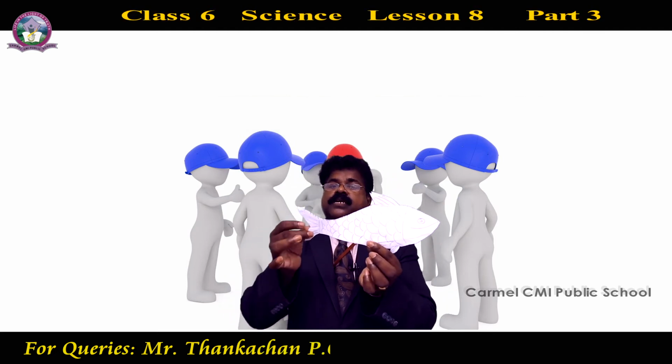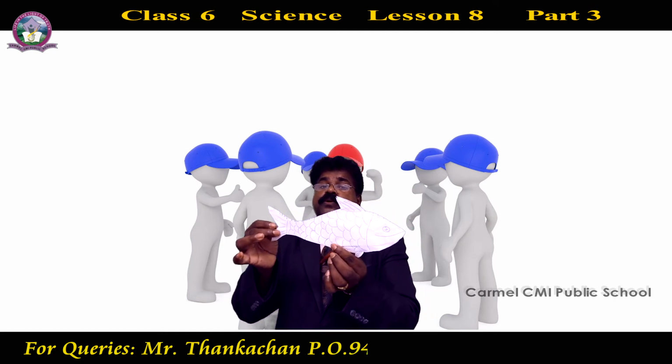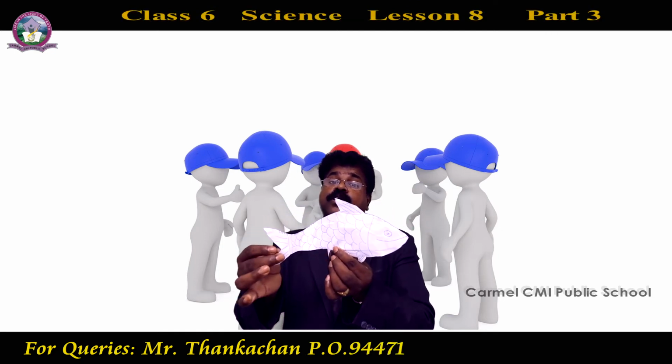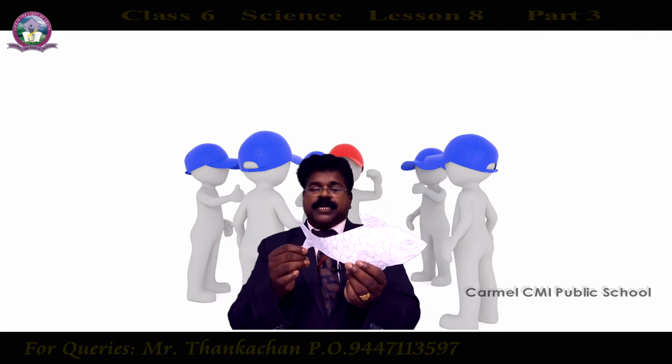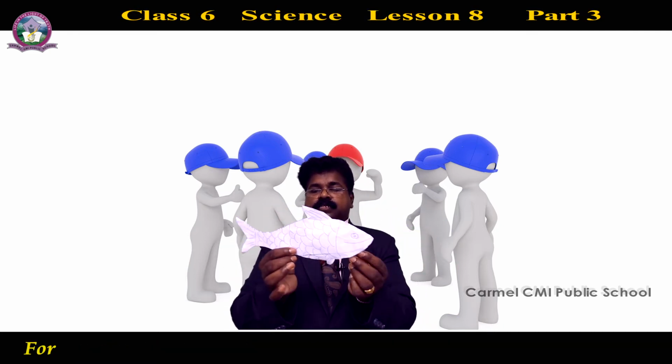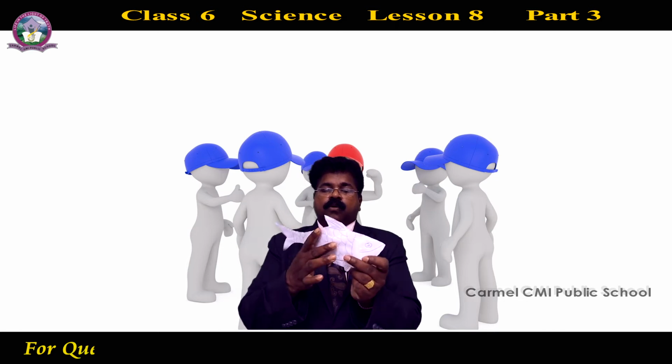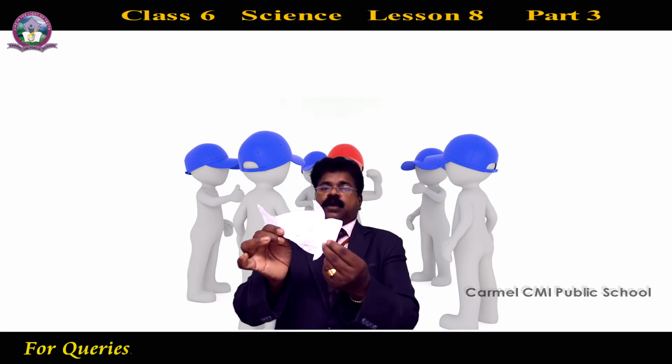The tail fin is helpful for them to control the direction. The control of the direction of movement is done by the tail fin only. You can see it here in the fish. Now let us see how the overall movement of the fish takes place.